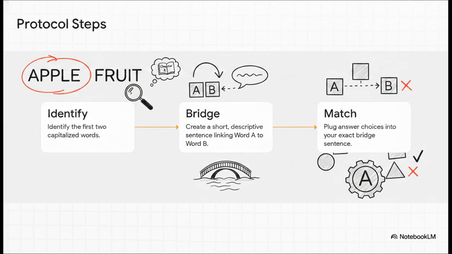Step 1, identify the first 2 capitalized words. That's your primary evidence. Step 2, bridge them. You must create a short descriptive sentence that directly links word A to word B. Step 3, match. You plug every single answer choice into your exact bridge sentence. The correct answer is literally the only one that makes logical sense. By ignoring the answers until Step 3, you completely eliminate the distraction from those sneaky trap options.